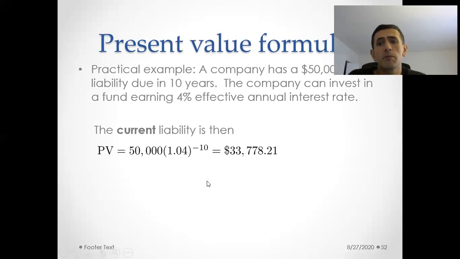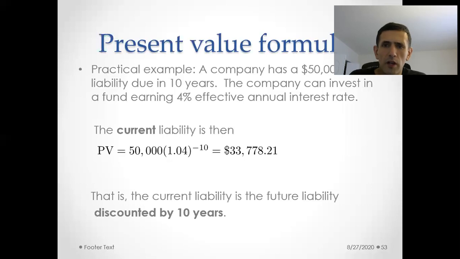And what does this practically mean? Just exactly what we talked about a second ago. Right now, the company needs to invest $33,778.21 into this fund to have $50,000 in 10 years to pay off this liability. So it only makes sense then to say right now, really, the debt is $33,778.21. It doesn't really make sense to say right now my debt is $50,000 if it's owed in 10 years.